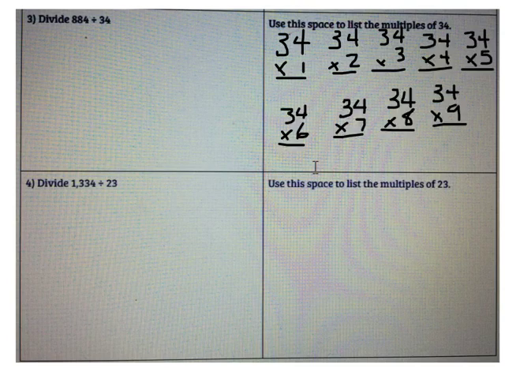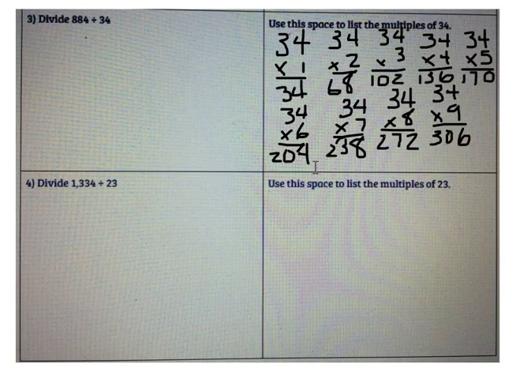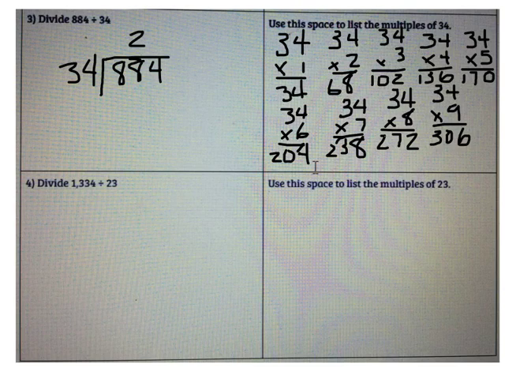Take a moment to find those multiples on your paper and then type them into the boxes on the computer. Check to see if your multiples match mine. Now we can do our division problem. 884 divided by 34. Should I start dividing with 8 hundredths, 88 tens, or 884 ones? I should start dividing with 88 tens. How many times does 34 go into 88? 34 goes into 88 twice. What's 2 times 34? 2 times 34 is 68. What's 88 minus 68? It's 20, and I can bring down my 4.